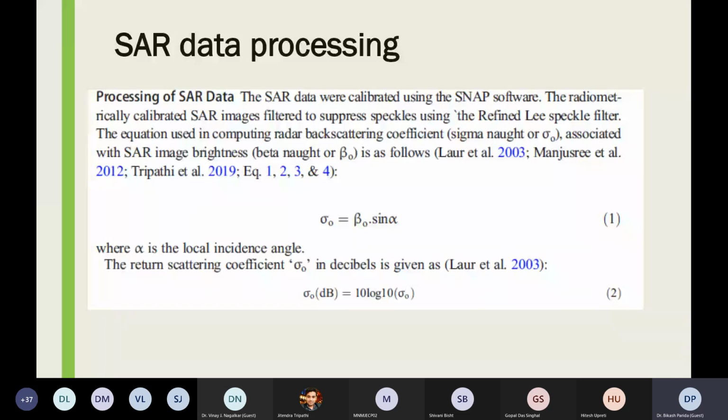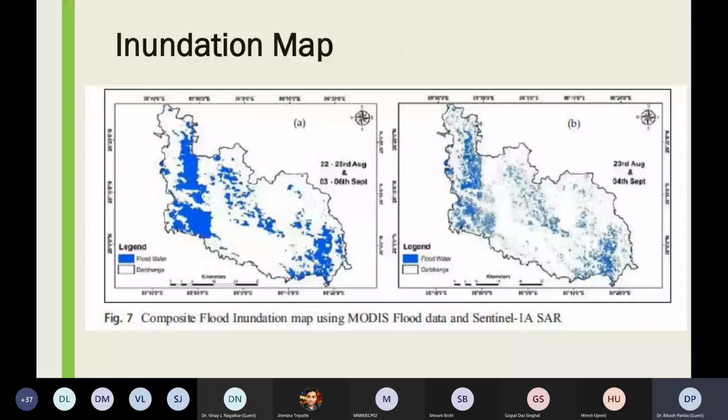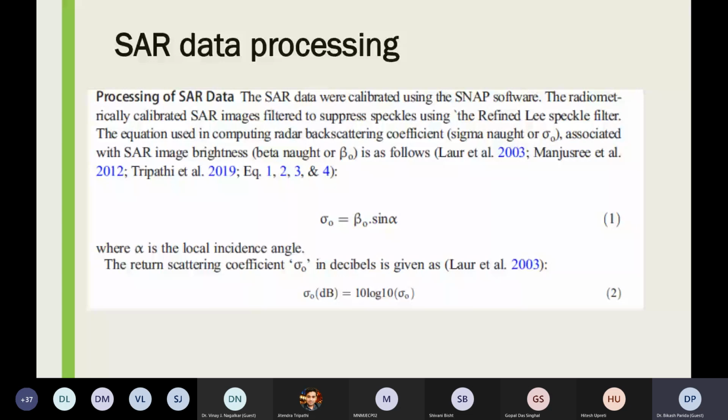After radar calibration, next is the filtering. Here I have used the refined Lee speckle filter to remove the background noise. And then you do the terrain corrections. Afterwards, you can start analyzing all kinds of data. So this is the analyzed data where we computed the inundation pixels again for 2017.